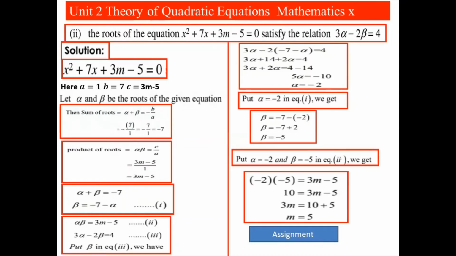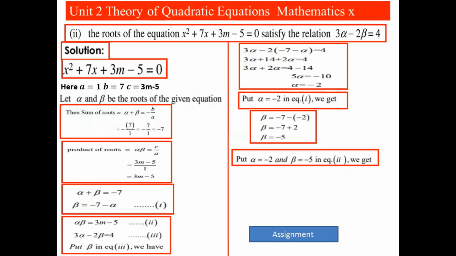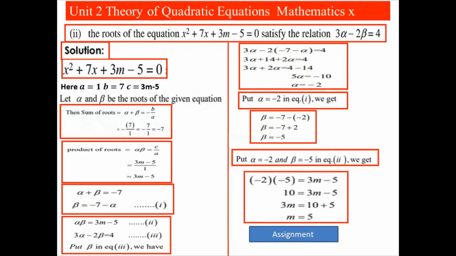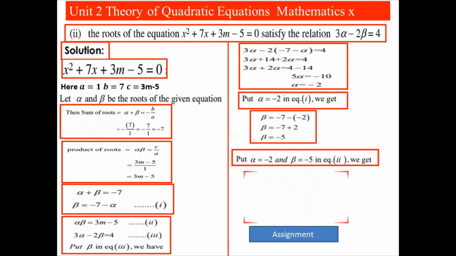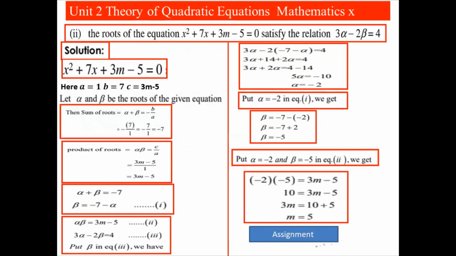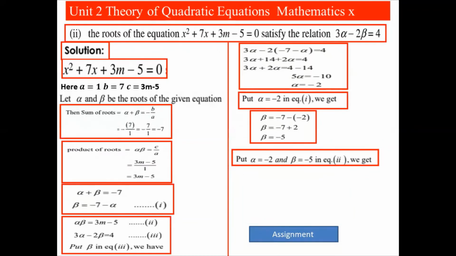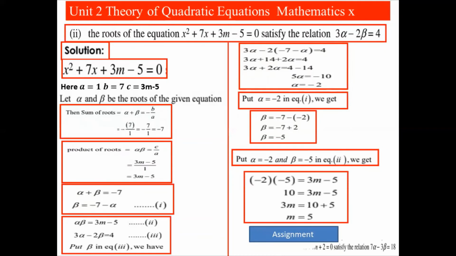So here is an assignment for you. Part 3 you have to take as an assignment.